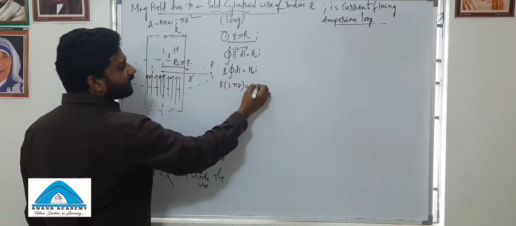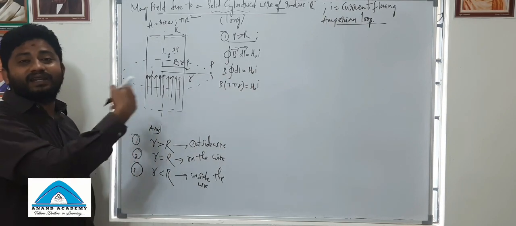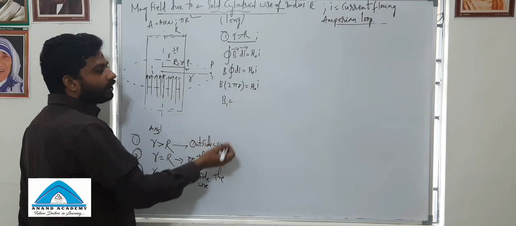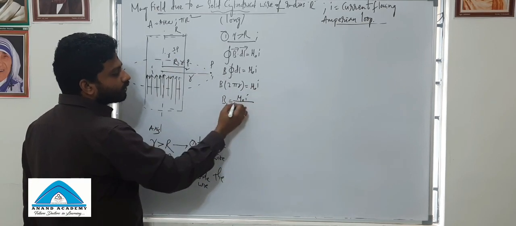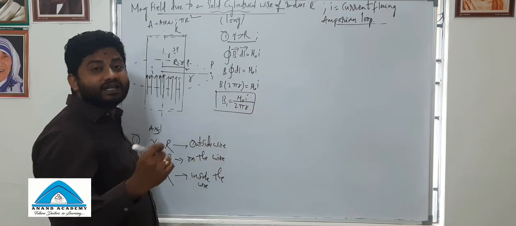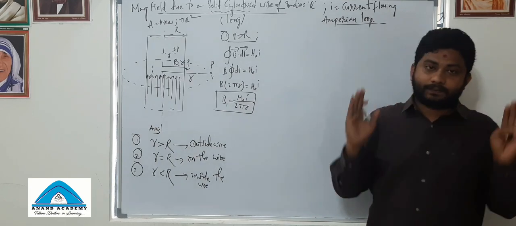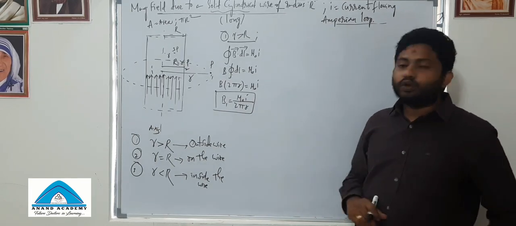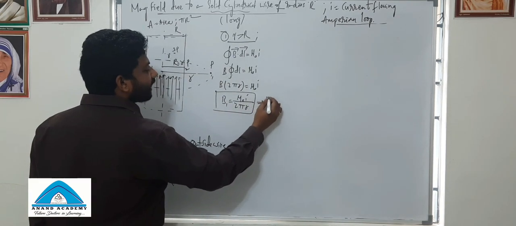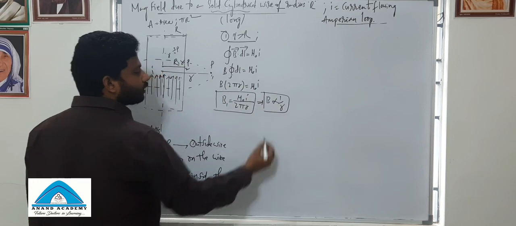So this we had already discussed, but again we are just deriving it. The magnetic field at the first point is equal to mu naught I by 2 pi r. It is similar to the magnetic field due to a straight current carrying wire. So that is mu naught I by 2 pi r. And the interesting part here you should understand is that B is inversely proportional to r.